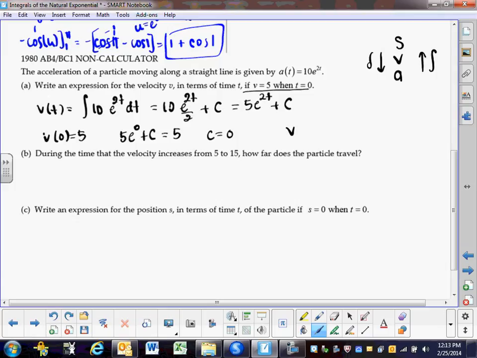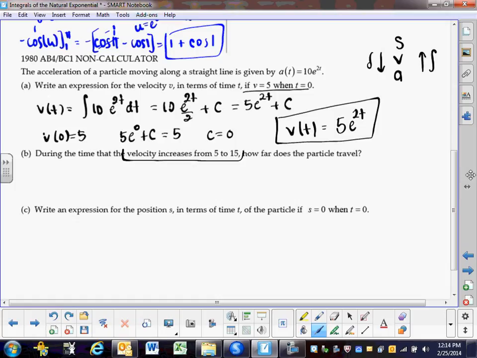We're then going to use the initial condition to solve for c. So v of 0 equals 5 means 5e to the 0 plus c has to equal 5. And that means that c equals 0. So our velocity expression, or velocity equation, is 5e to the 2t only.